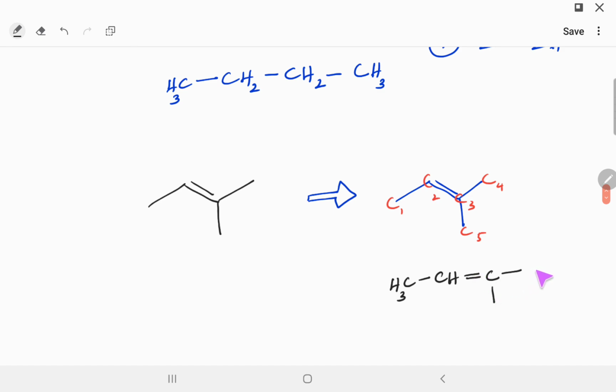So this is carbon number 4. If you take carbon number 4, it only has 1 bond yet. So it has to have 4 bonds. It only has 1, so how many hydrogens does it need? It needs 3 hydrogens. And then carbon number 5, it only has 1 bond. So to have 4 bonds, it has to have 3 other hydrogens. So this will be your condensed structure.